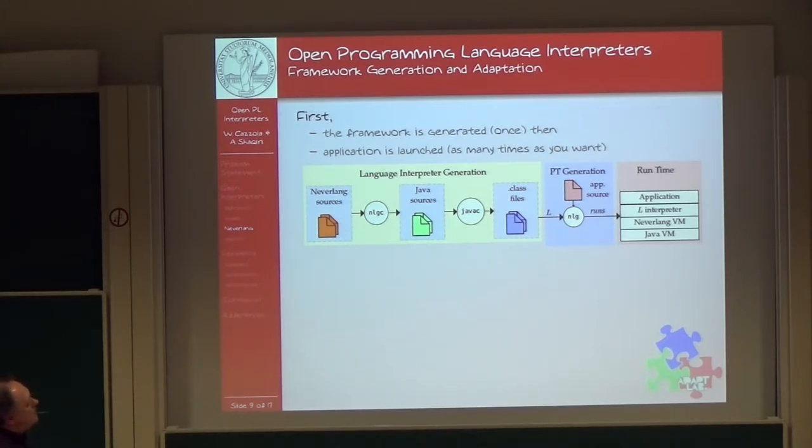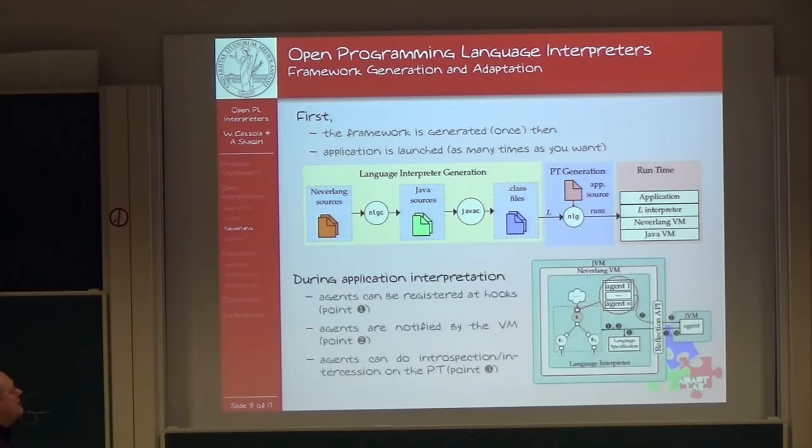At runtime, what we have is this organization. We have the Java virtual machine. On top of this, there is the Neverlang virtual machine. Finally, there is the interpreter, and then the application running. The application running is modeled as a class 3. Okay, what we do now is something more.